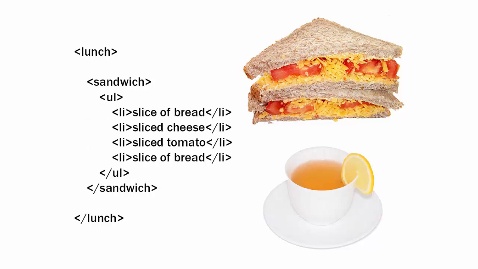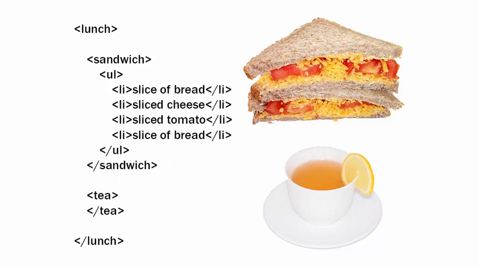Thus, you'd always close an element with the tag in the same reverse order it was opened. And what about the tea? Well, it isn't inside the sandwich, right? But it is still consumed within the lunch hour, so it will be placed in here. The tea will also consist of a pair with an opening and closing tag respectively. I think you get the idea.